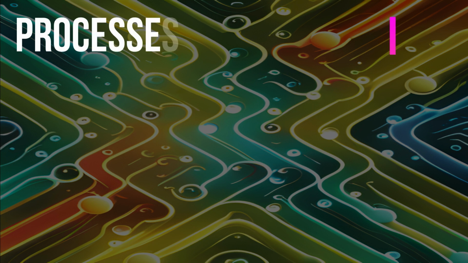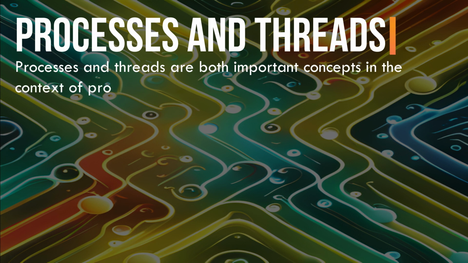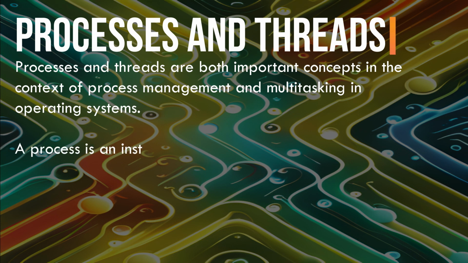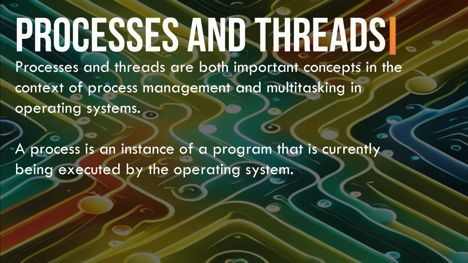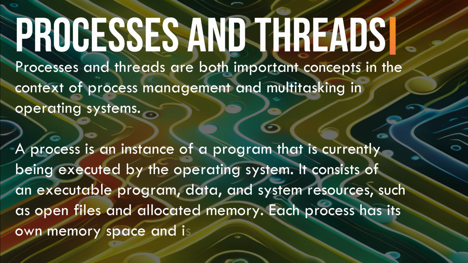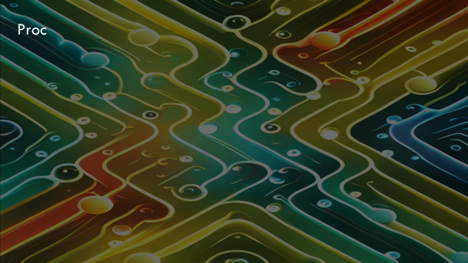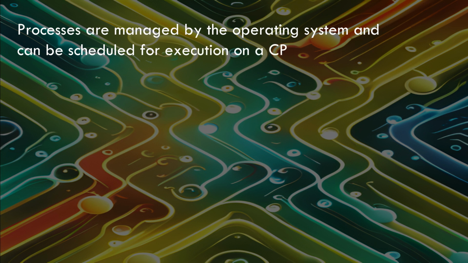Processes and threads. Processes and threads are both important concepts in the context of process management and multitasking in operating systems. A process is an instance of a program that is currently being executed by the operating system. It consists of an executable program, data, and system resources, such as open files and allocated memory. Each process has its own memory space and is isolated from other processes, preventing interference or conflicts. Processes are managed by the operating system and can be scheduled for execution on a CPU.